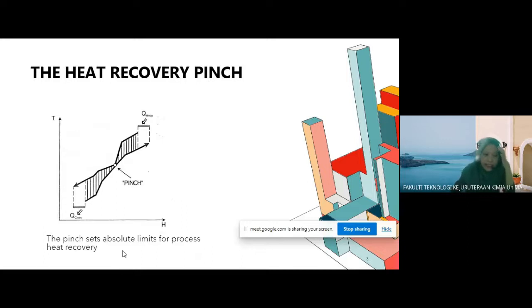Okay, in the pinch you have your T pinch, right? So as you increase the delta T min, from the pinch we get the difference between the hot and cold streams, the minimum permissible heat transfer temperature, right? So from there we get the value of delta T min.